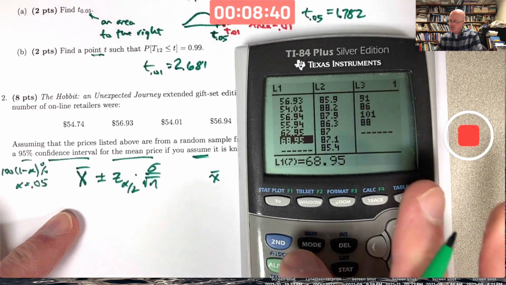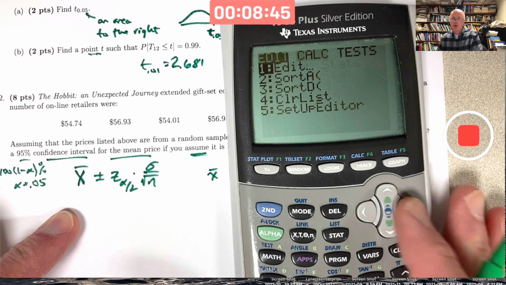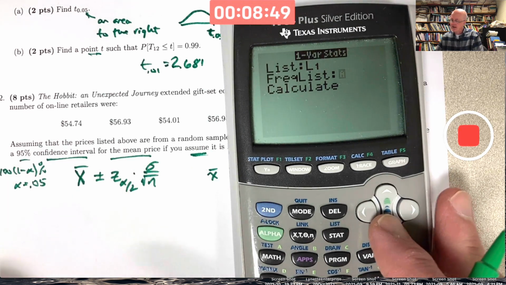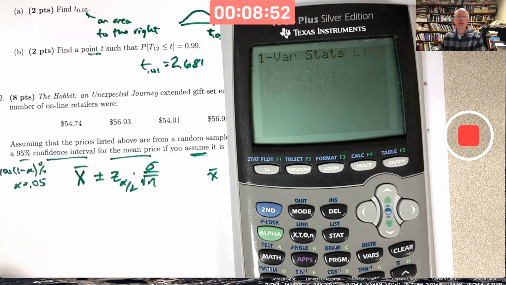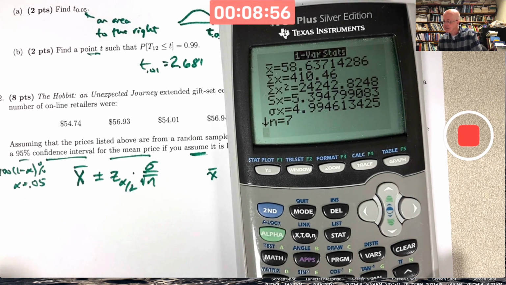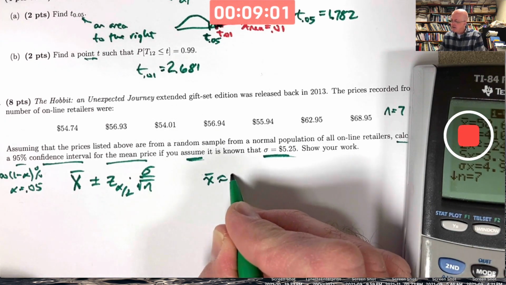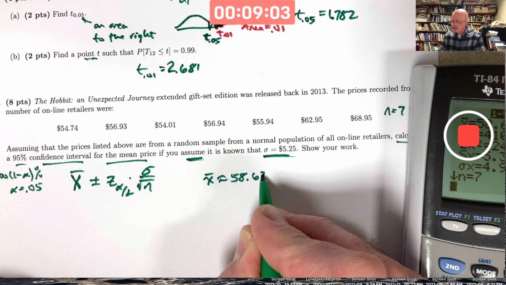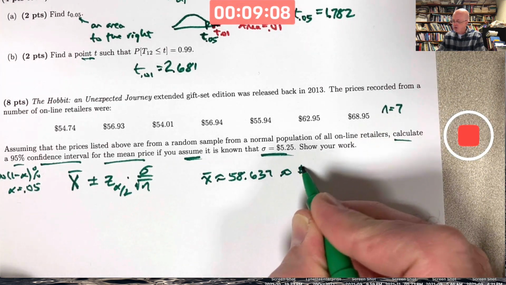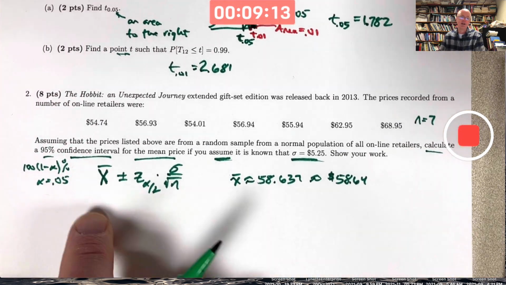So what is the observed value of X bar? Go back to the stat menu. Now go to calculate one variable stats. It's list 1. Be careful about that kind of thing. If you've got more than one list, calculate. X bar, the observed value, is 58.637 approximately. Of course, you could also round that to $58.64. That's the observed value of this point estimator.